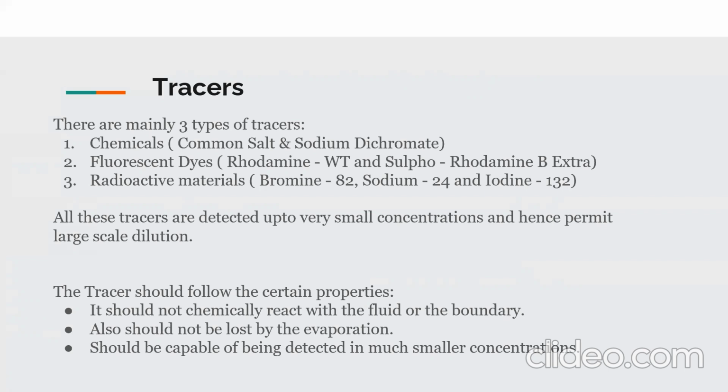All these are used as tracers because they can be detected up to very small concentrations, that is in ppm or ppb, and hence they can be used for large scale dilution. The tracer should have the following properties under the dilution technique. It should not chemically react with the fluid or the boundary. Also, it should not be lost during evaporation, which could change its concentration. It should be capable of being detected in much smaller concentrations.